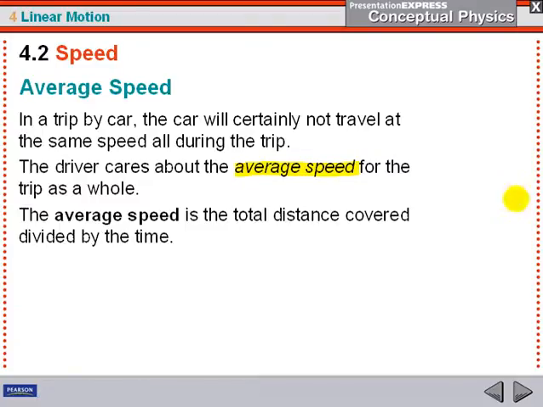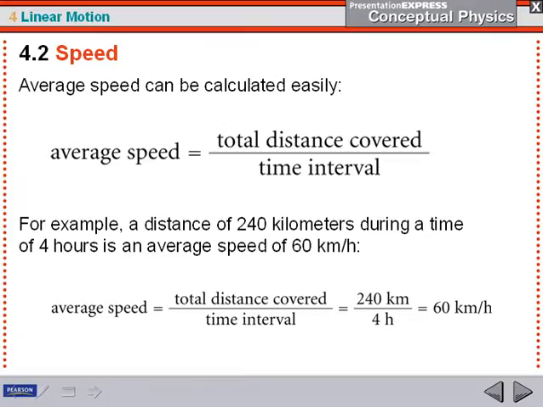So the average speed is the total distance covered divided by the time. Speed equals distance divided by time. So let's do a little math here. Let's say here's your average speed, total distance divided by the time interval.